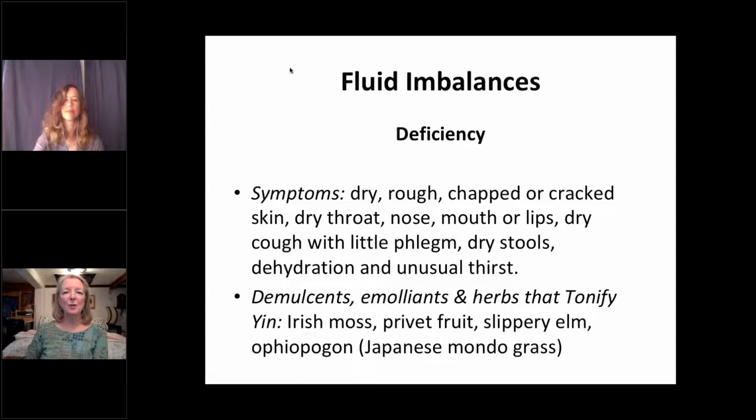So what are imbalances? Okay, deficiency. Not enough fluids will show up as some dry symptoms, right? You could have dry, rough, chapped hands or cracked skin, dry throat, nose, mouth, or lips, dry stools, dehydration, unusual thirst. That's one of the big symptoms of dryness, unusual thirst, because some of these other symptoms could be deficient blood, or we'll see in a minute, deficient yin. So you might have a dry cough as well. And what we want to do here is use emulsants and emollients, or herbs that tonify yin.